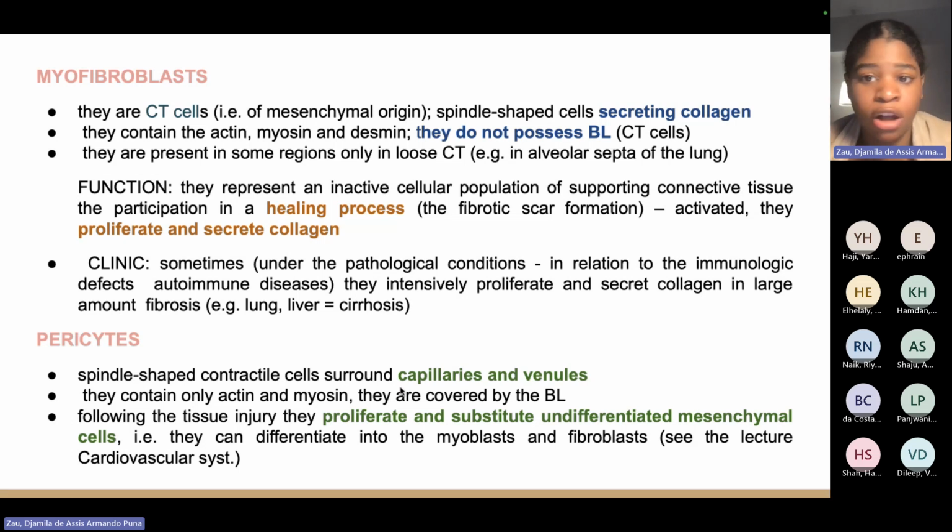These are all contractile cells: myoepithelial cells, myofibroblasts, and pericytes. They surround capillaries and venules. After tissue injury, they will proliferate and substitute undifferentiated mesenchymal cells, so they can differentiate into myoblasts and fibroblasts. This is not as important as myofibroblasts, so just study it very, very basically. You probably will not get asked about this one, but myoepithelial cells and myofibroblasts, 100%.